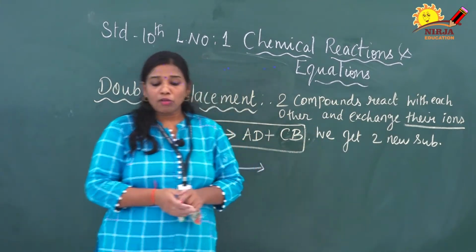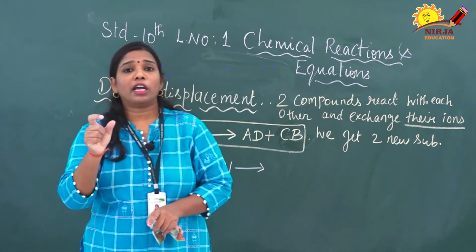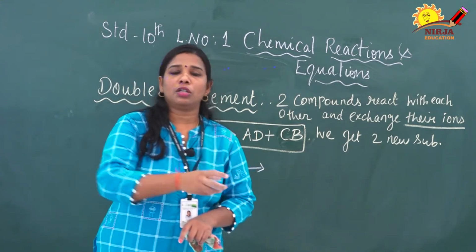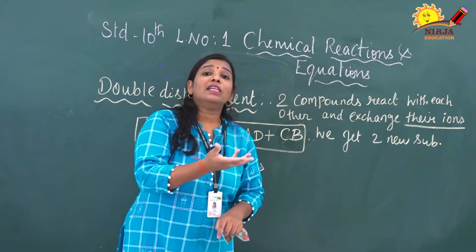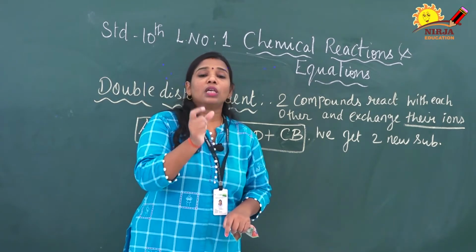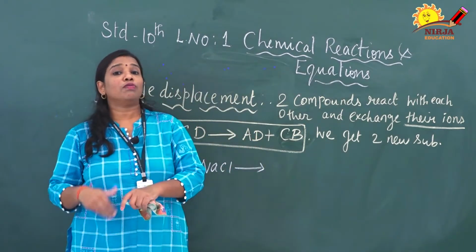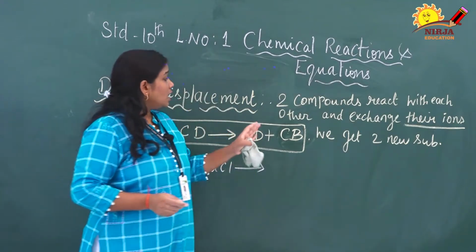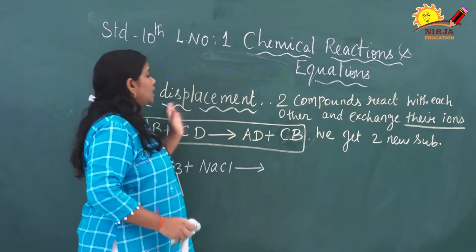You might already have learned in your 9th standard about electropositive metals and electronegative non-metals. Most metals are electropositive in nature. Electropositive means those elements that donate their valence electrons to others. Those that accept electrons from others are called electronegative. So, here they exchange the ions, and that is called double displacement.